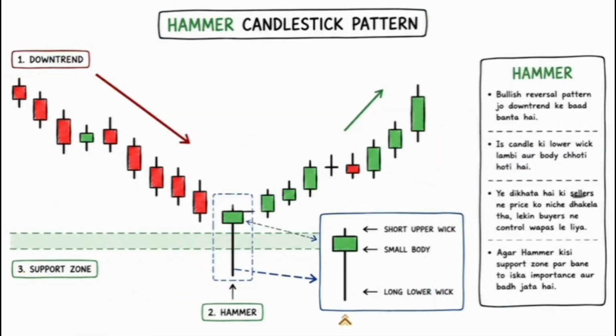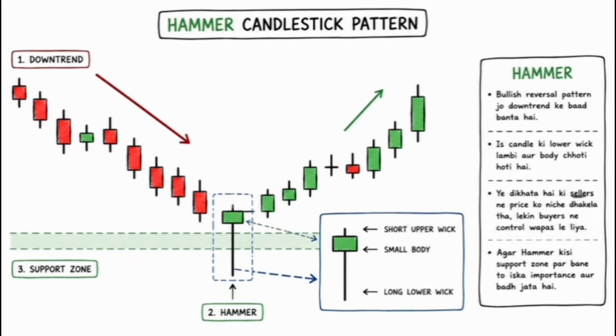Now let's talk about the hammer candle. The hammer candle is a bullish reversal pattern that usually forms after a downtrend near a support area. It is identified by its small body and a long lower wick. The upper wick is either very small or absent. This long lower wick tells us that sellers tried to push the price lower, but buyers stepped in with strong buying pressure, pulled the price back up, and took control of the market. That's why the hammer candle is considered a sign of a potential reversal.